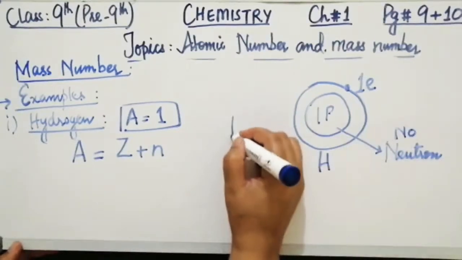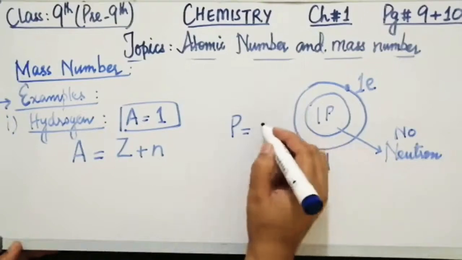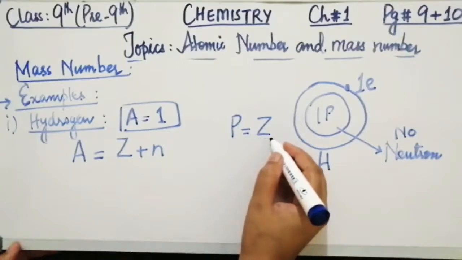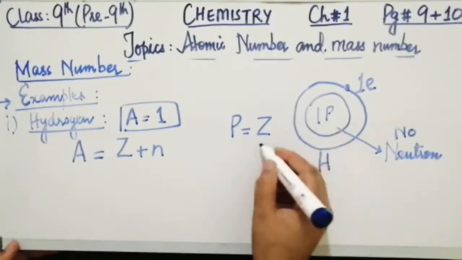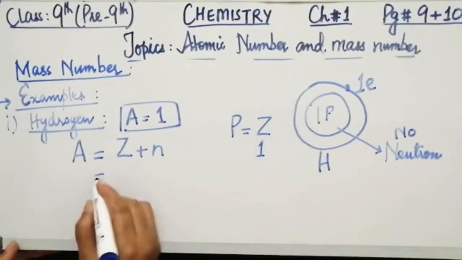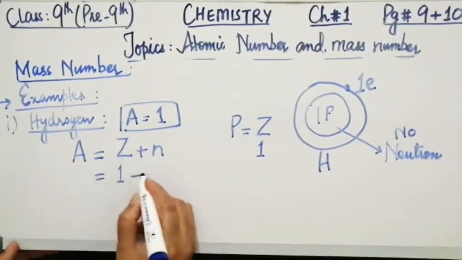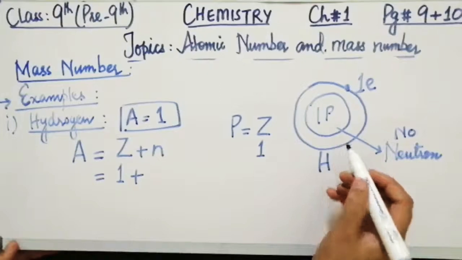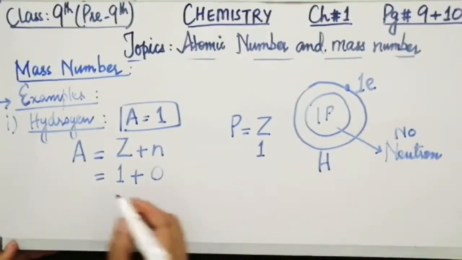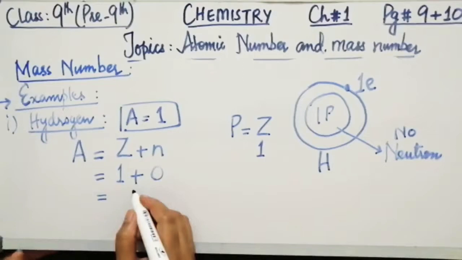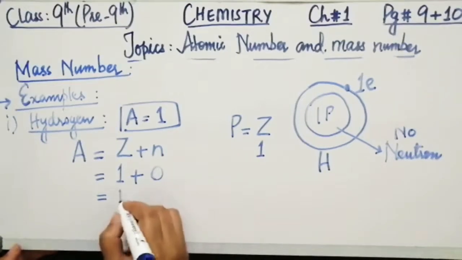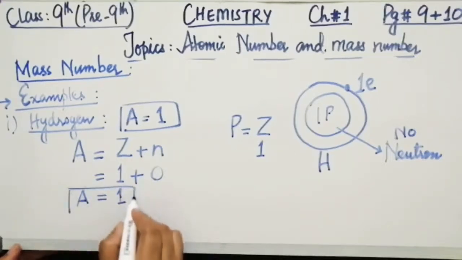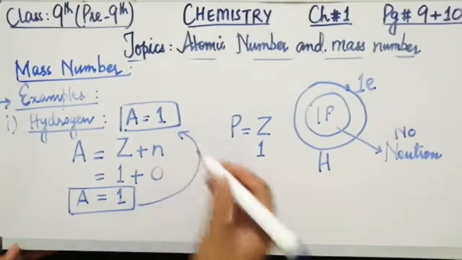So how many protons? The number of protons is normally called Z, the atomic number. The number of protons equals the atomic number of that element, and it is 1. So put the value 1 instead of Z, 1 plus. Now N represents the number of neutrons. How many neutrons are present in its structure? No neutron means 0 neutrons. Now sum these values together. 1 plus 0 is 1, which indicates that A, the mass number of the hydrogen atom, is 1. So hence it is proved.